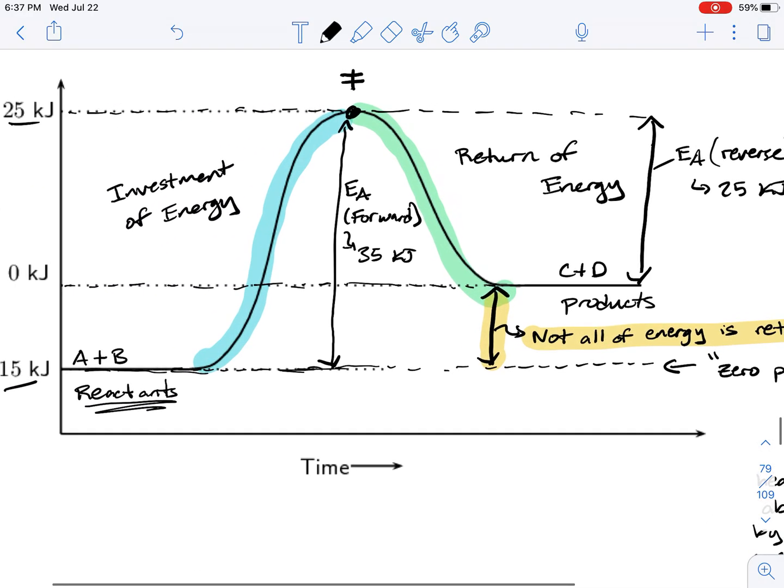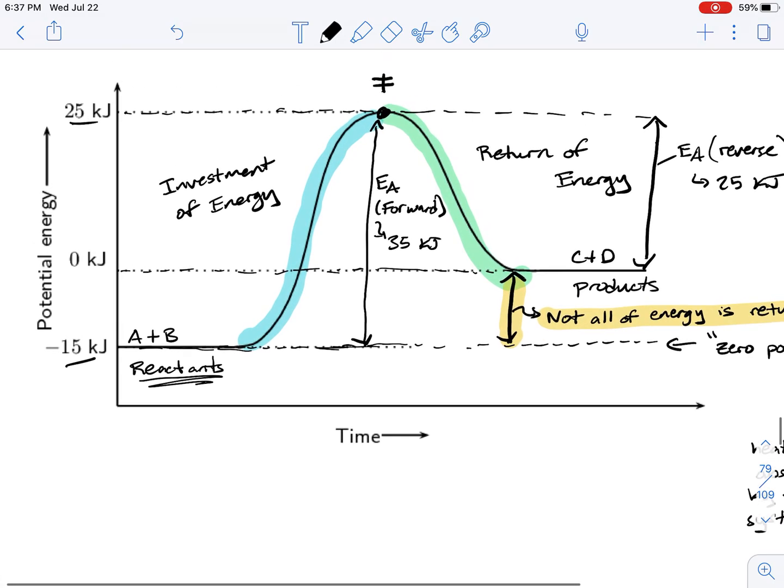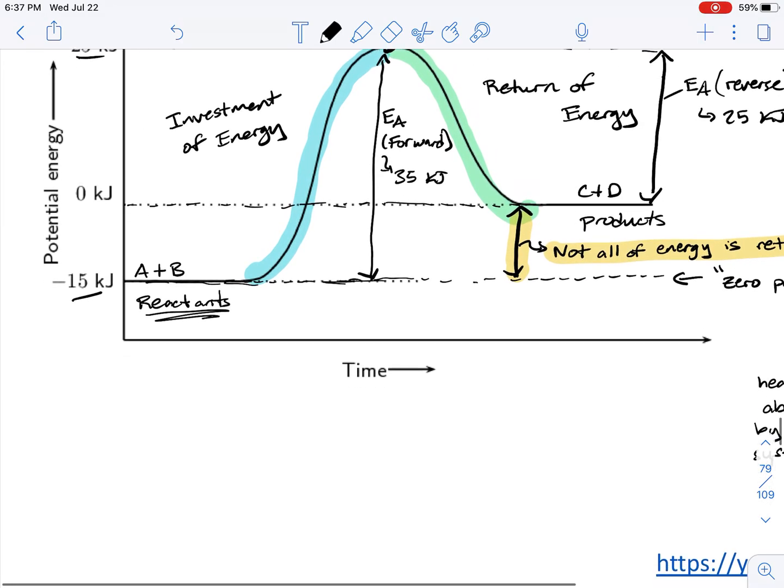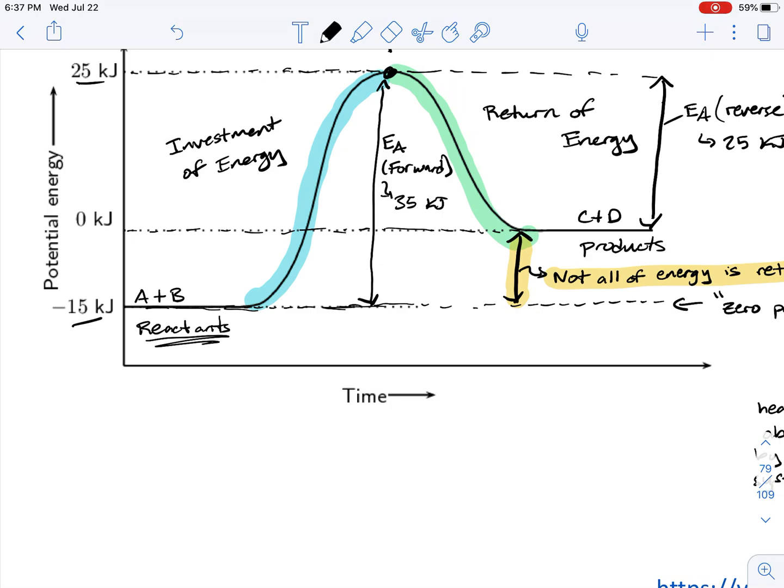And so now that I've labeled my potential energy diagram, I'm just going to go ahead and write some notes that give characteristics to endothermic reactions with respect to potential energy diagrams.